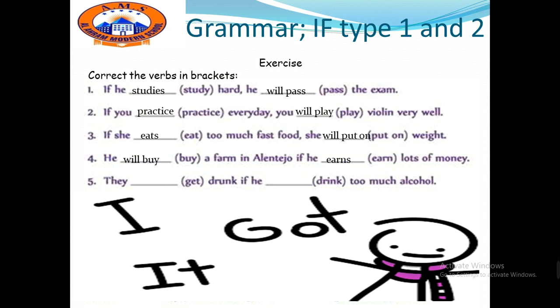Number 5, they will get drunk if they drink too much. Okay? So I can change the if clause with the result clause, change their places. But what is the difference here? The difference is if I put if in the beginning of the sentence, I have to use a comma. But when if comes in the middle of the sentence, I don't use commas.